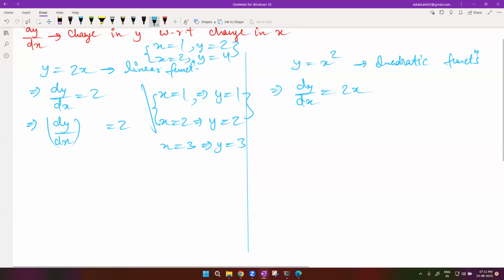So if we have a relationship between y and x, then we can find out the change in y with respect to the change in x. That is what we are going to apply in rate of change of quantities.